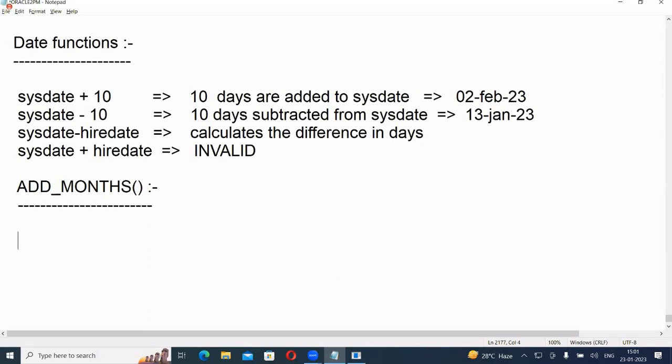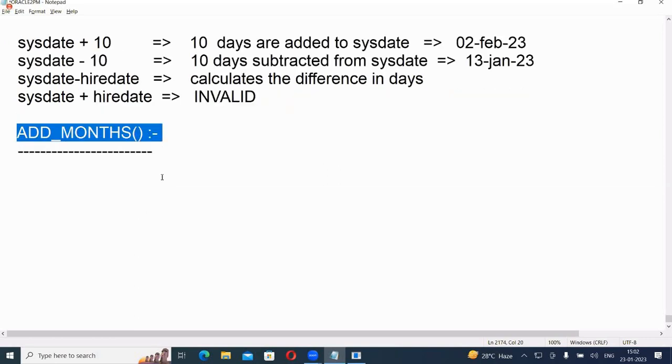What I want to tell you is days can be added directly. No need of any function. Function is not required for adding the days. Directly you can say plus 10, plus 100, plus 20 like this. But if you want to add months to the system date, say 2 months or 6 months, then we use a function. What is that function? ADD_MONTHS.